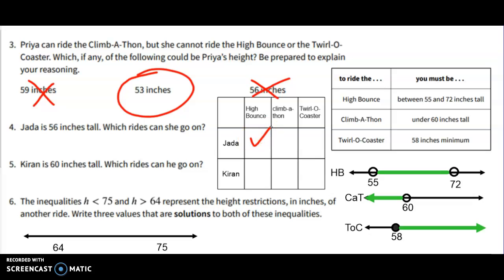Could she ride the Climathon? Well, she's 56 inches, and that is under or less than 60 inches. So, yep, she could ride that. The twirler coaster, she's just not tall enough. She needs to be 58 inches or taller, and that won't work.